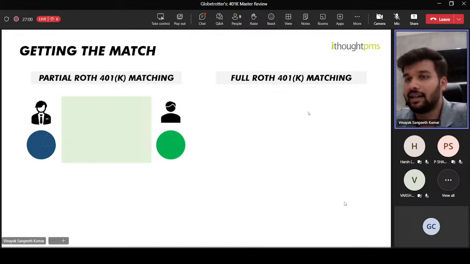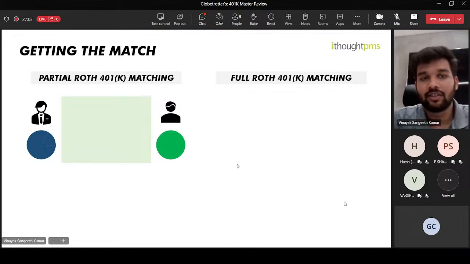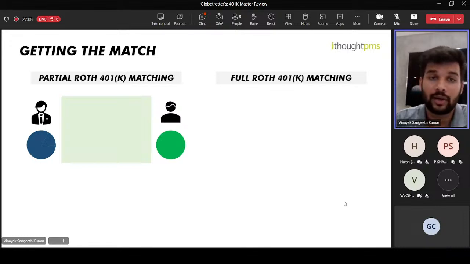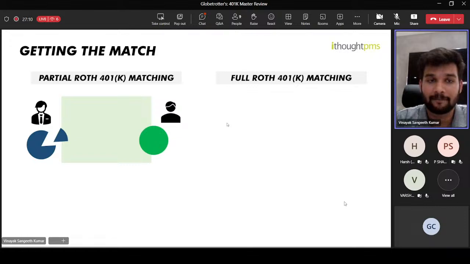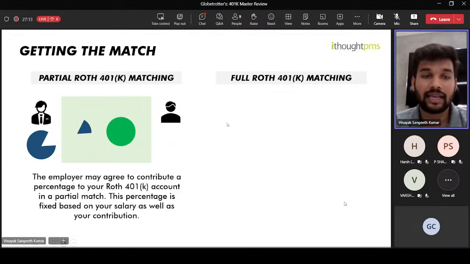Okay, moving on to the importance of getting the match. There are two options available: partial Roth 401k matching and full Roth 401k matching. Under partial matching, to a certain extent, whatever contributions you're making, the employer will decide a certain percentage and contribute up to that. In India, for the EPF account, we have around 12% of the basic salary. Similarly, every employer will have a certain percentage that they fix on a salary, and they will share the contribution in that.